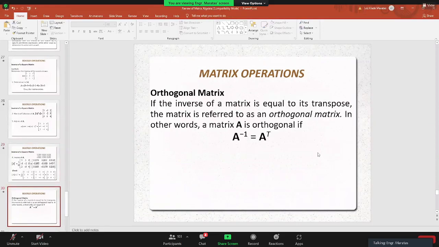Okay, so orthogonal matrix, if the inverse of a matrix is equal to its transpose, then that matrix is referred to as an orthogonal matrix. So that is, this is the inverse and equal to the transpose of the matrix A, then kanisya nga matrix is an orthogonal matrix. Okay?